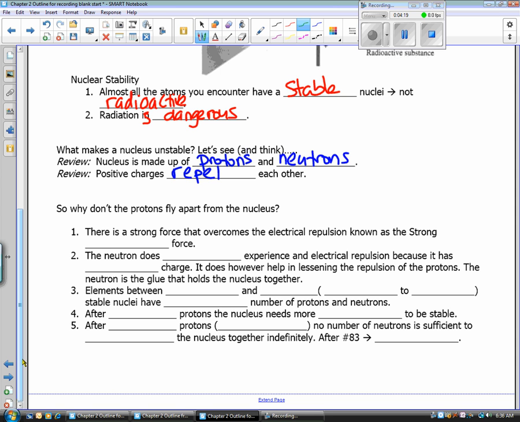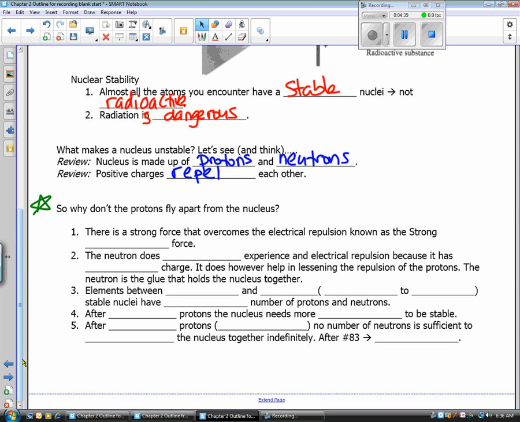So here's the real question. Why don't the protons fly apart from the nucleus? Inside the nucleus, you have all these positive charges. That's what Rutherford said, and he said that the electrons are floating around on the outside. So why aren't the protons repelling each other so much that they're just bursting? They're trying to kick each other out all over.